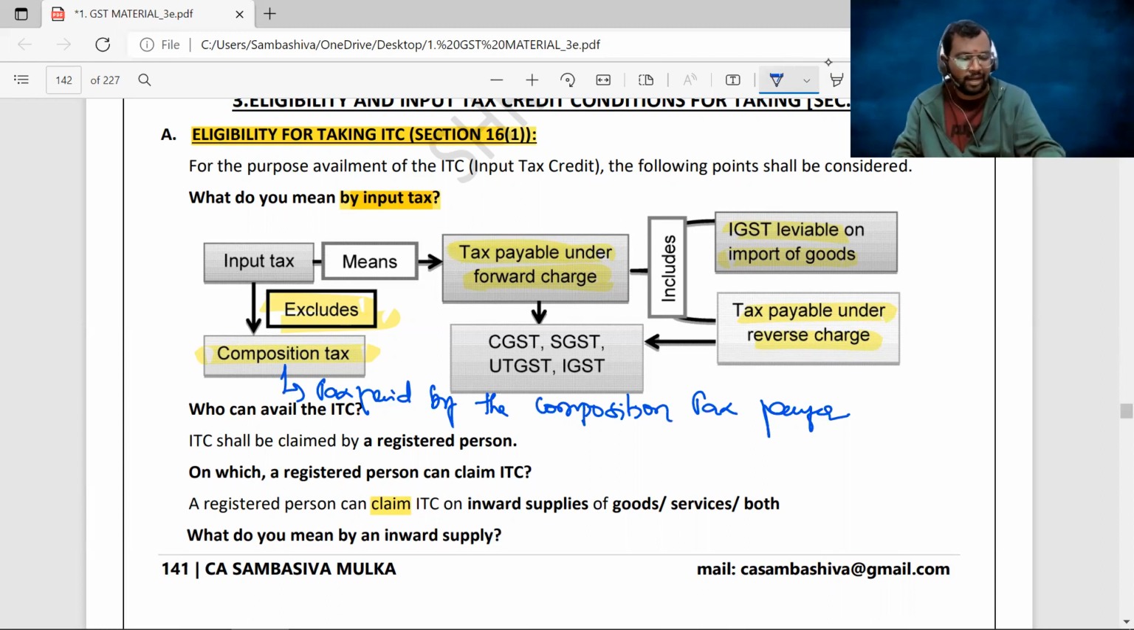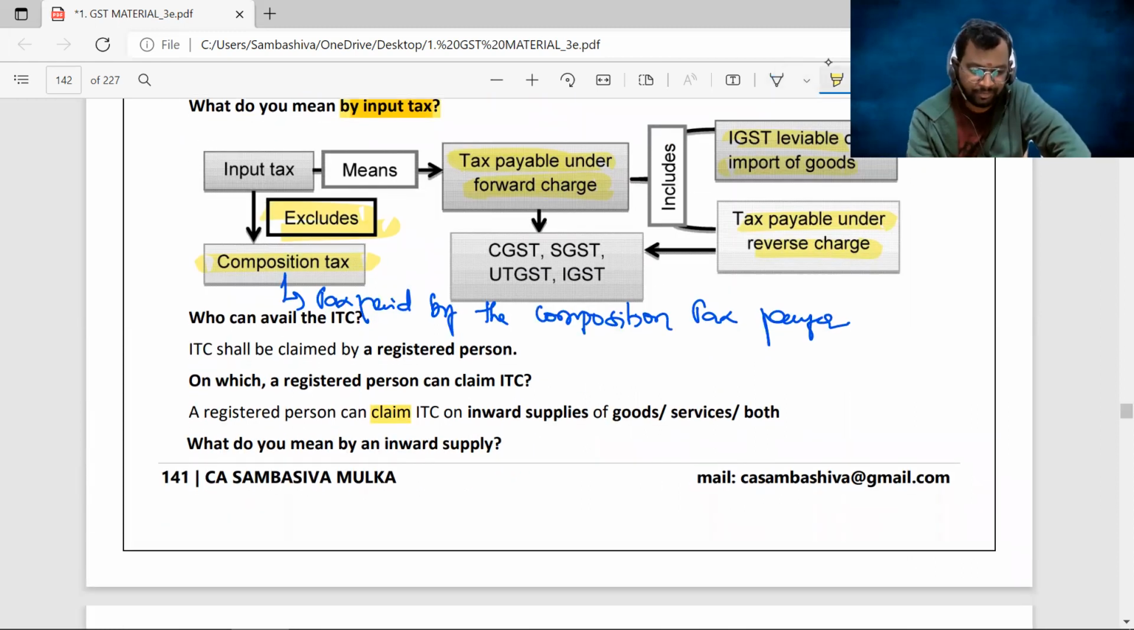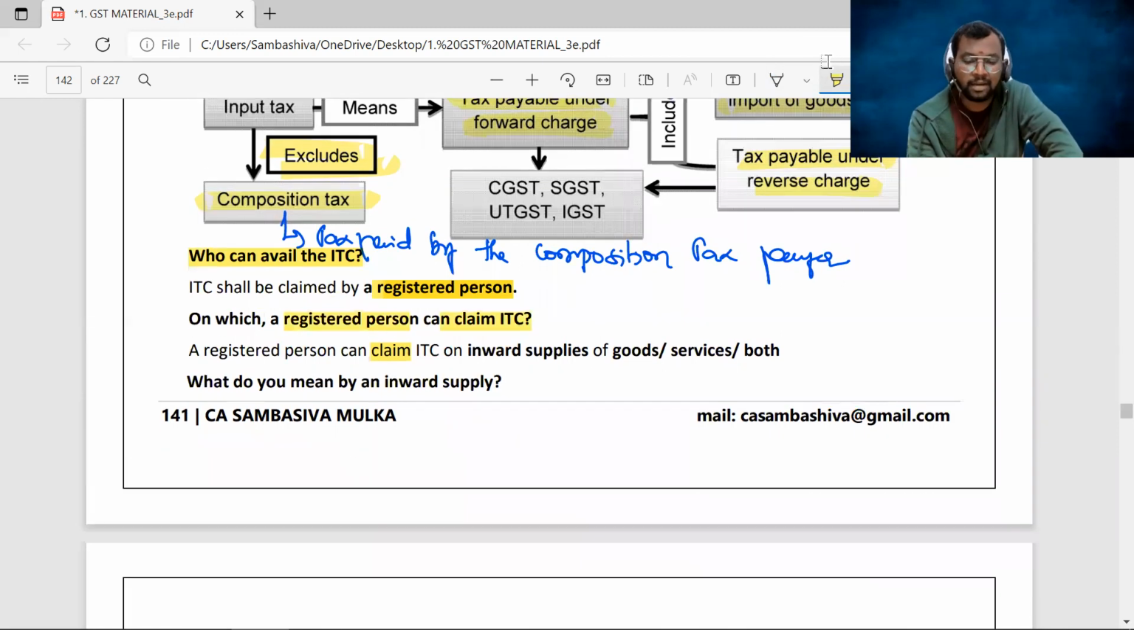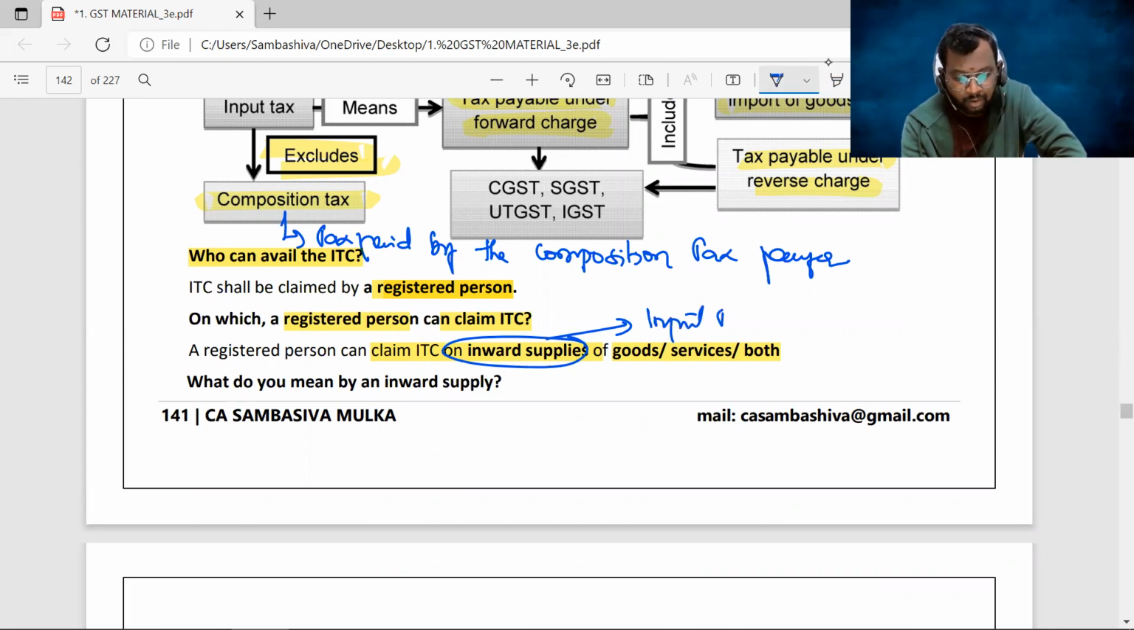As simple as that. Next, who can avail input tax credit? Only a registered person can avail input tax credit. All unregistered persons are not eligible for credit. Next, on what can a registered person claim input tax credit? On inward supplies of goods or services or both, because on inward supplies only we pay input taxes, and such input taxes we can avail as input tax credit.